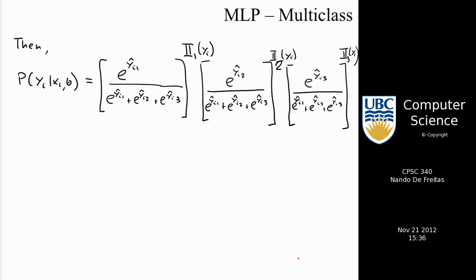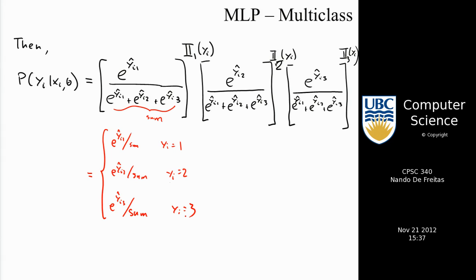And so the likelihood for a single data point is essentially like the Bernoulli, but now for three classes. And this is essentially what this is saying. It's equal to, and then you have three cases: e to the yi 1 divided by the sum when yi equals 1, and the sum basically is this guy; e to the yi 2 divided by the sum when yi is equal to 2; and e to the yi 3 divided by the sum when yi is equal to 3.